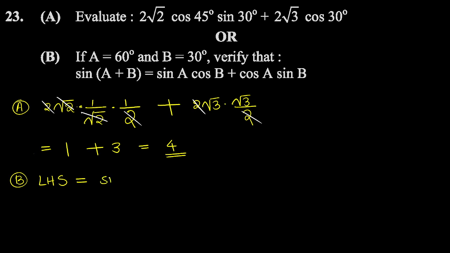LHS is what? Sin A plus B. Correct? LHS is sin A plus B. A is 60 degree and B is 30 degree. So sin A plus B, sin 60 plus 30, that is sine 90 degree. I have already explained that sine 90 equal to 1. Okay, clear? So left hand side is 1. Now I am going to find out right hand side, RHS.